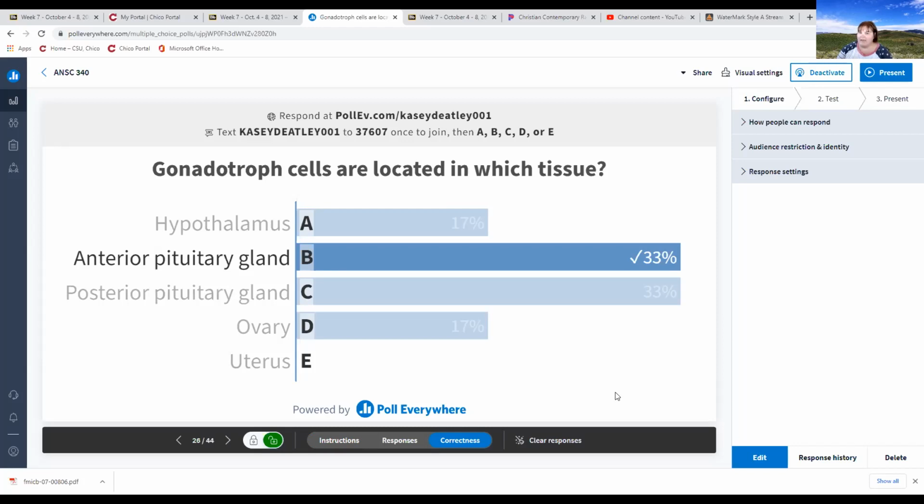Okay, so gonad means gonad, right? And trope means secretion. And so the gonadotrope hormones are going to be produced in the anterior pituitary gland, but they are going to be received in either the ovary or the testes, depending on sex. All right, so again, gonadotrope cells are going to be located in the anterior pituitary gland, and they produce hormones like LH and FSH.